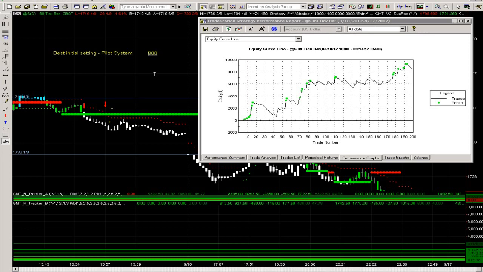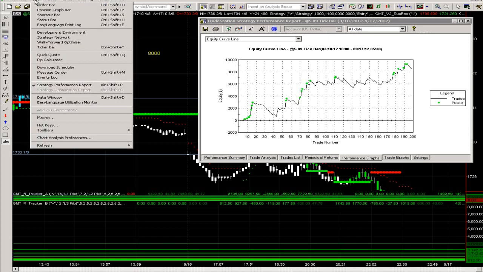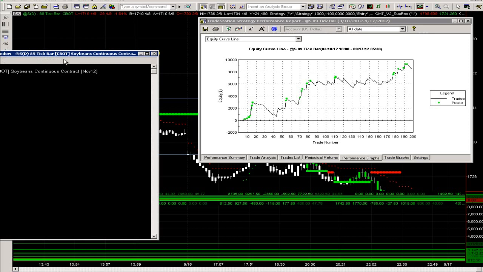So if we traded all systems, let's have a look at the days of the week. We're going to bring up what we call our data table. So we go View, Data Table. We're going to pull this over.